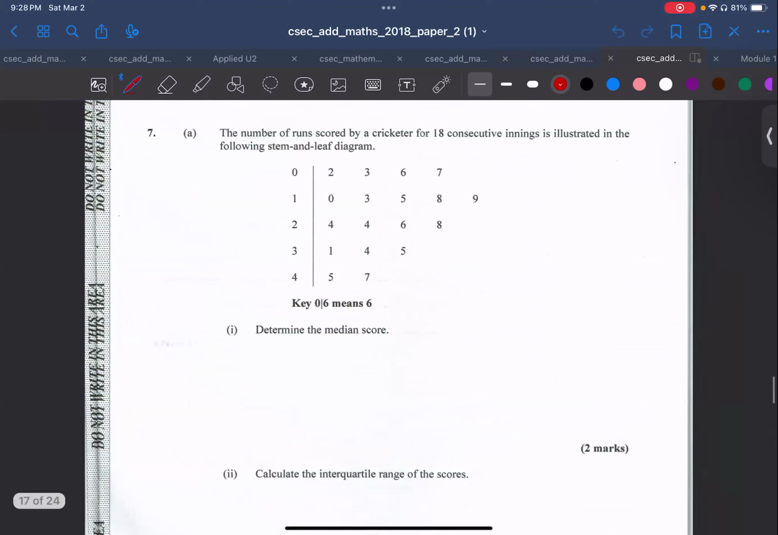Try this one now. See what y'all could come up with for the median and the interquartile range. All right, this will most likely be the last question we do tonight. I don't want to make the video too long, but you have to go through this. And when this video is finished, I'm going to upload the paper ones with the solution, okay?